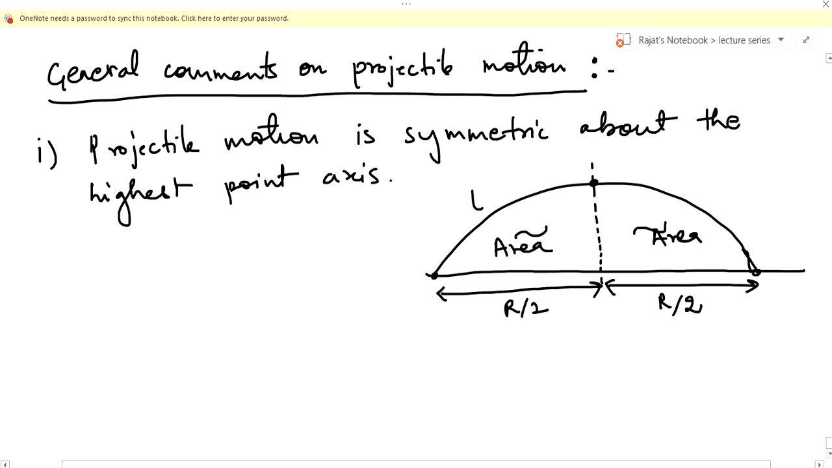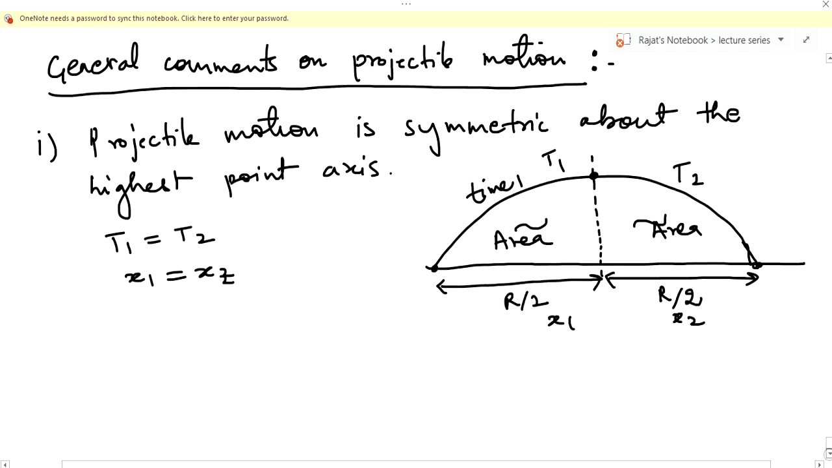Another important thing is time. The time taken to go from the starting point to the highest point, let us call this t1, and the time taken in going from the highest point back to the final point, call this t2. So t1 will be equal to t2. Let us call this x1 and x2. So x1 is equal to x2. This is the meaning of symmetry.